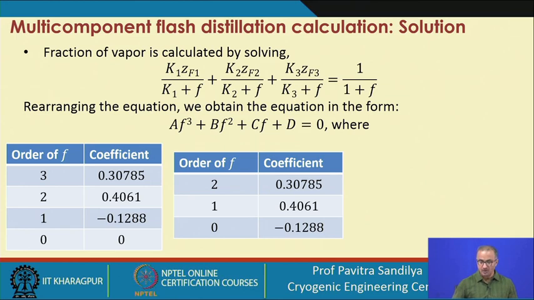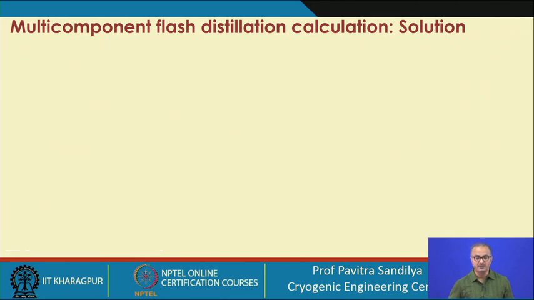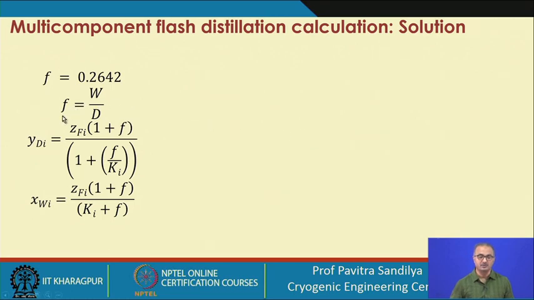So, we reduce the order of the equation by 1 and it becomes a quadratic equation, and this quadratic equation can be solved easily. One of the roots is 0, which is discarded, and the other two roots are coming out to be one positive and another negative. Now, the negative root is not acceptable, so it has to be the positive root. So, the only solution for this one is 0.2642, that is the positive root. Now, once we know the value of f, then we can easily solve for the rest of the things.